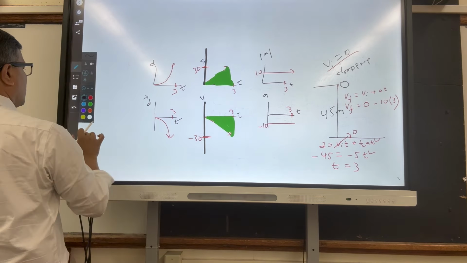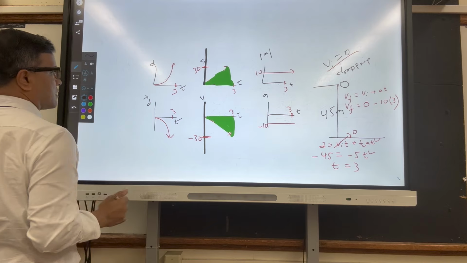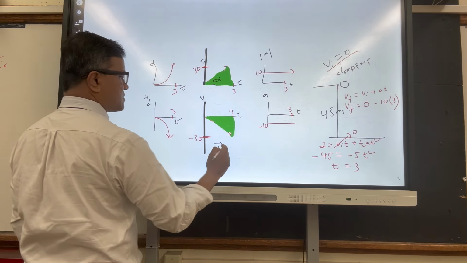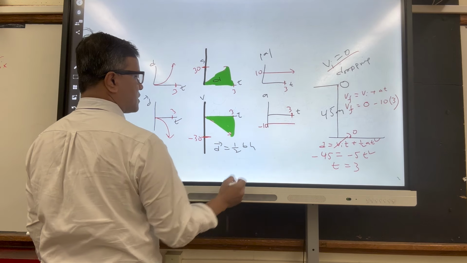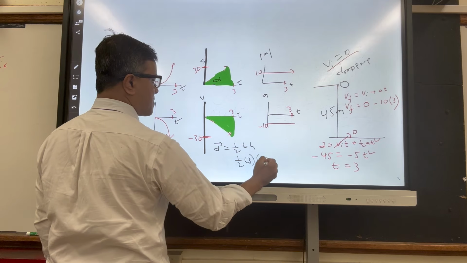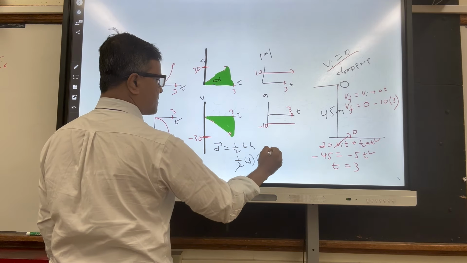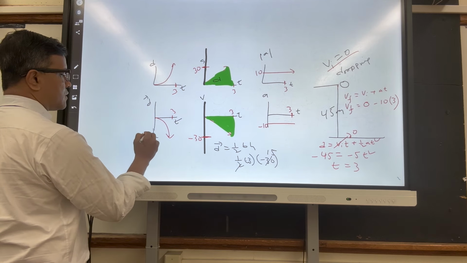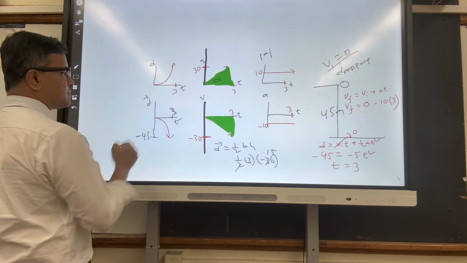This is called area. What is area? Distance. What is area? Displacement. How can you find displacement? Half BH. Half B is 3. H is negative 30. 15, 45. So this must be 45 when the time is 3 seconds.